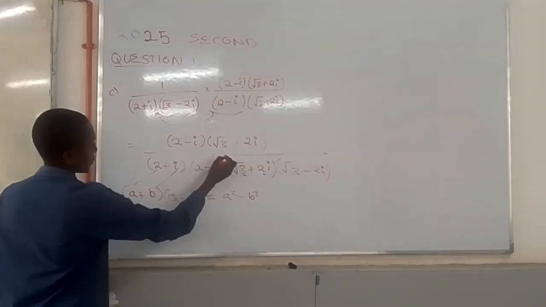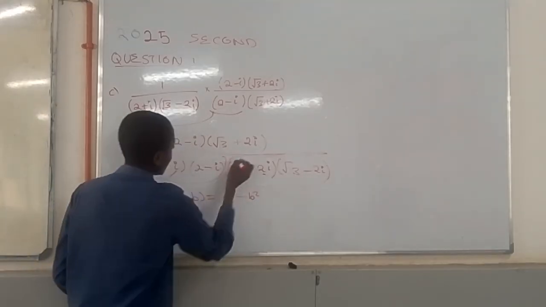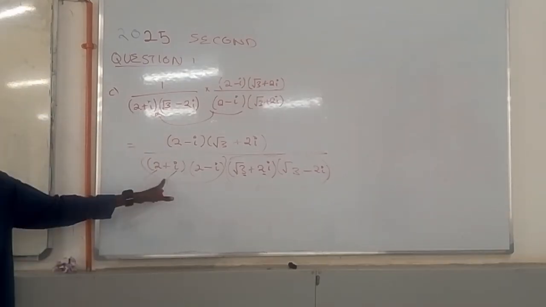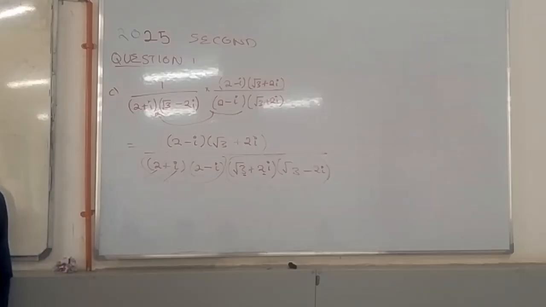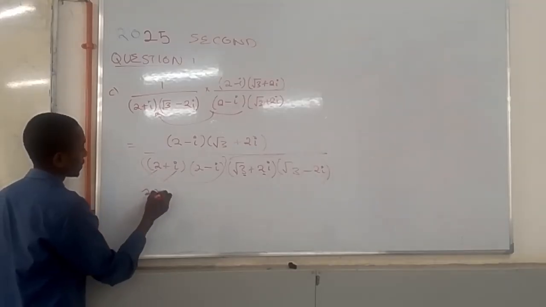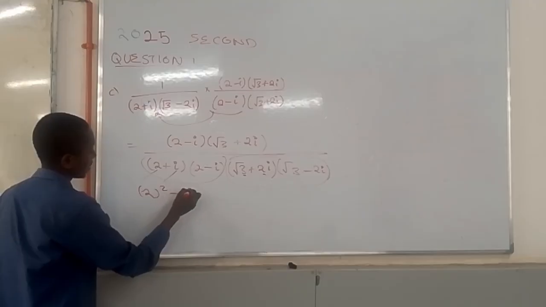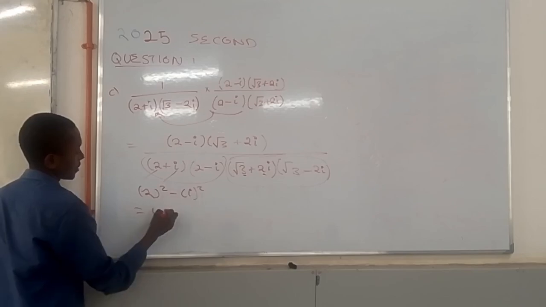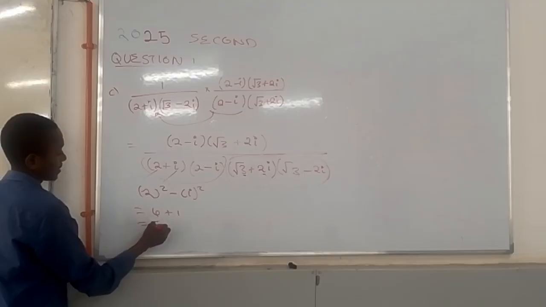Okay, so quickly, what will this give you? Okay, so this is your A, this is your B, right? So we'll say 2 squared minus I squared. This will give you 4. The I squared is negative 1, so it will be plus 1. You understand. This is 5.